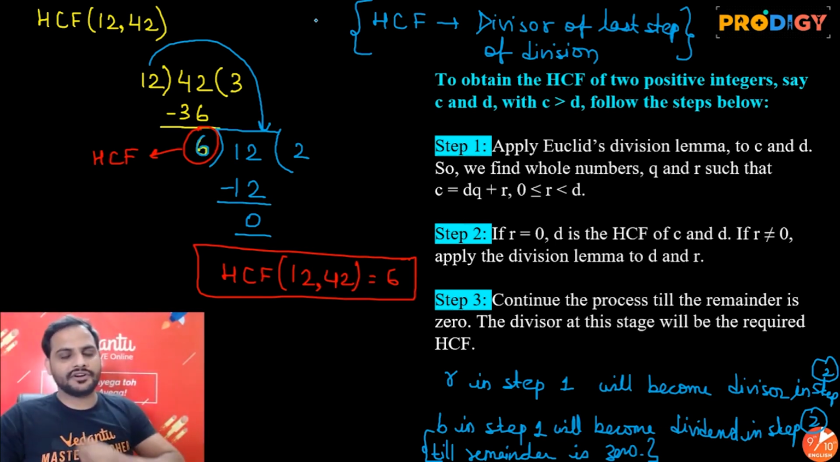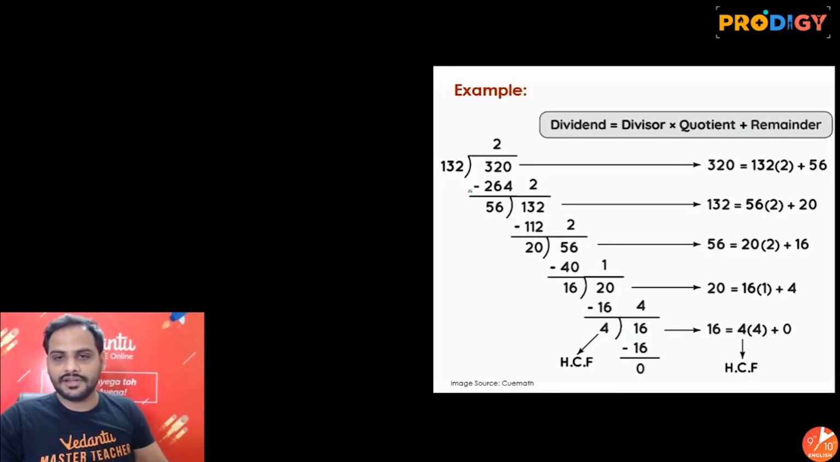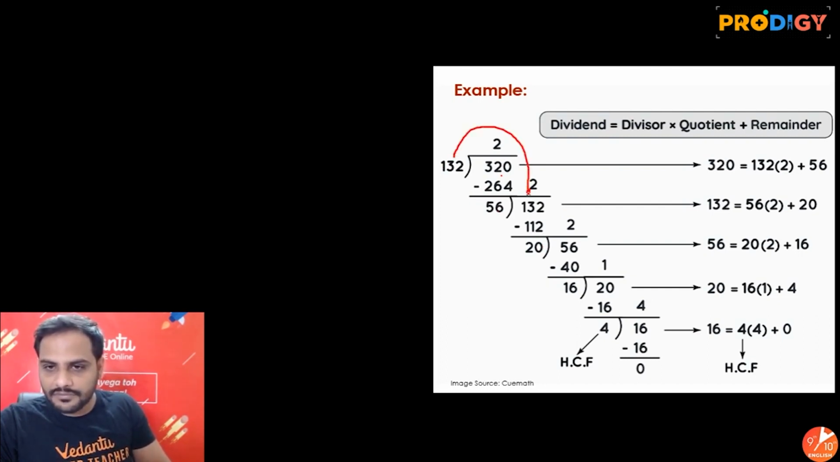This logic, if you understood, the whole question is very easy. For example, you can see over here we have done the division to find the HCF of 320 and 132. So 320 divided by 132: 2 times 132 is 264, and 56 is your remainder. 56 became the dividend, 132 came over here. Again, 56 2s are 112. This time 20 is your remainder.